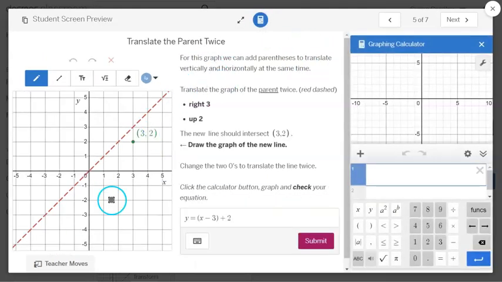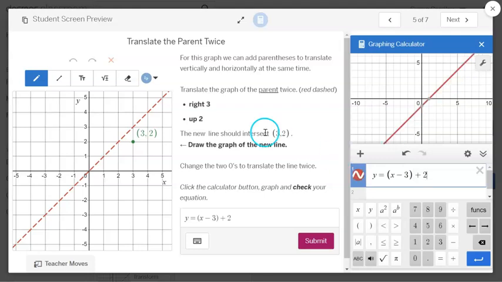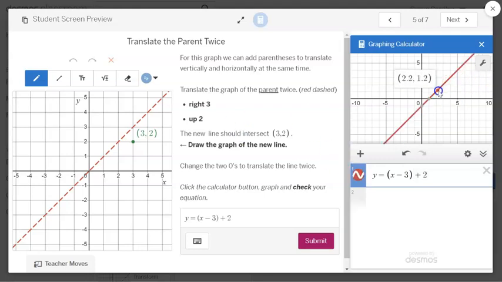Now, unfortunately, I don't have a way of adding that to that graph. So if they want to check their answer, they can just type it in just like that in here, and then they can click on the line and show that this does go through the 3, 2. There it is, 3, 2. So that is the correct answer, and then they would submit.